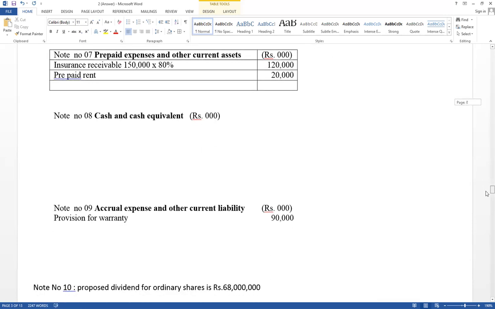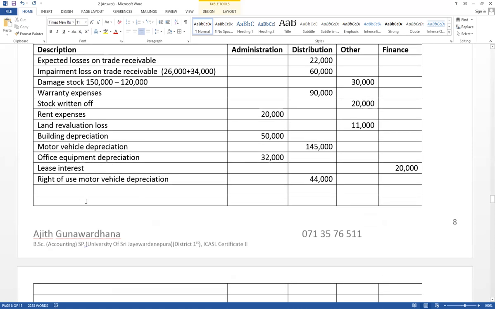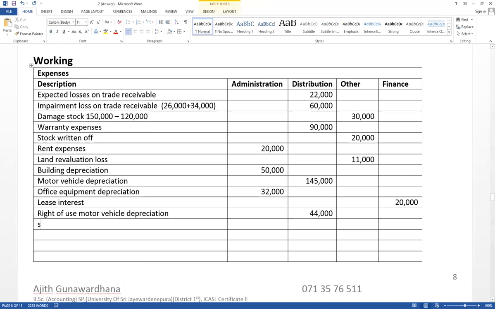Note number 9, accrual expense and other current liability. Therefore, here EPF payable, value equal 50,000, as well as ETF payable, value equal 10,000, and under administration expense also, salary as a salary, gross salary 1,000, but trial balance available 180,000. Gross salary should be included.